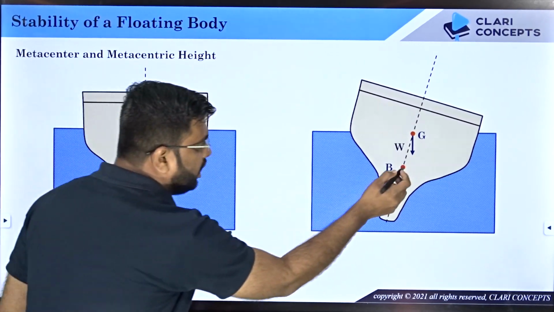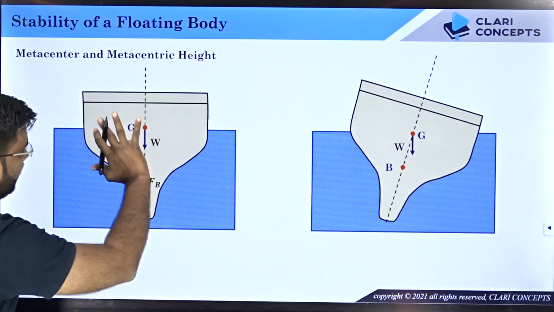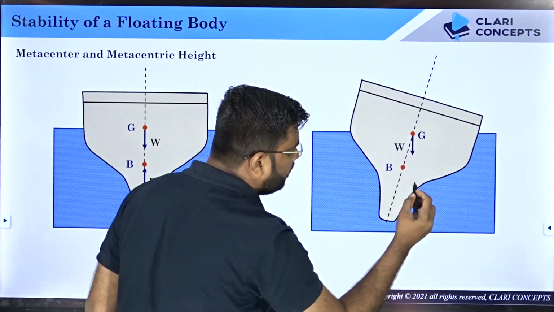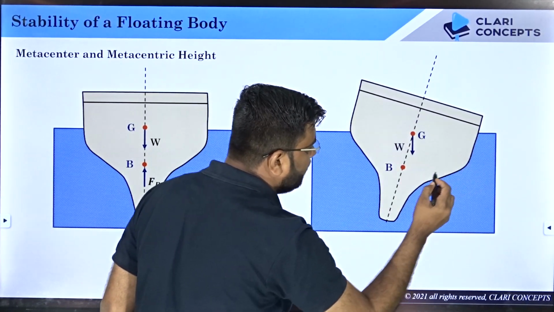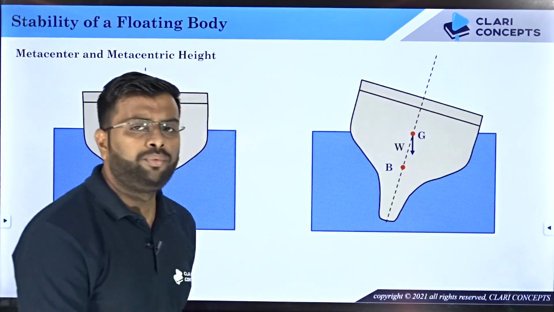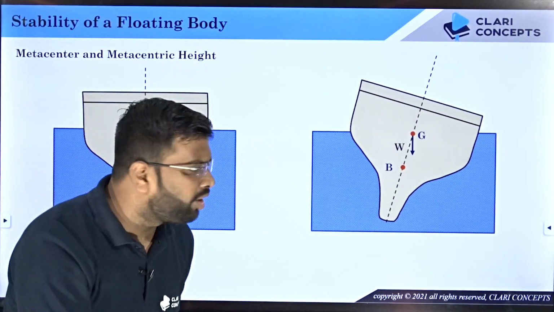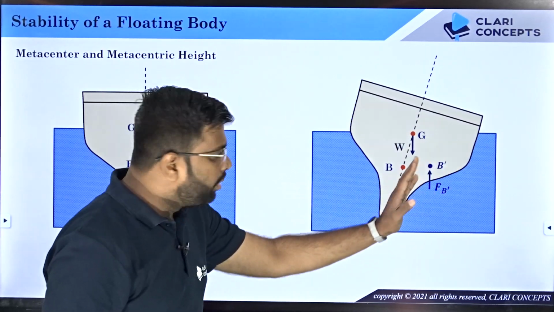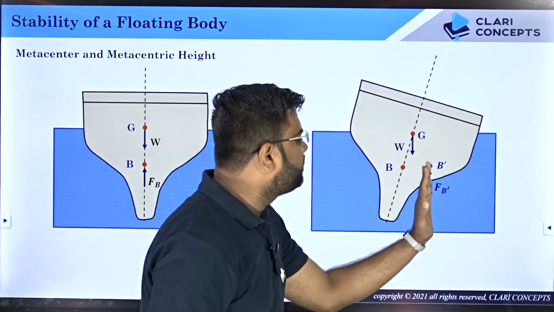What happens to the center of buoyancy? Initially it was over here, but when it is tilted, the geometry of the ship submerged in water has changed. The geometrical shape has changed, and therefore the center of the shape has changed, and the new center of buoyancy is somewhere over here. It has been shifted, B dash. So the new buoyancy force Fb dash acts over here.